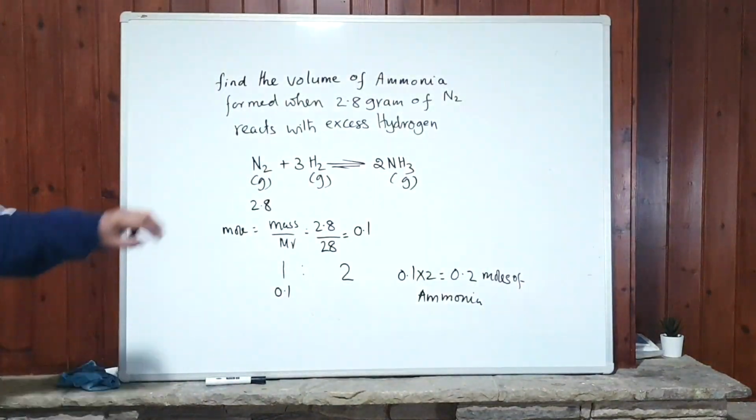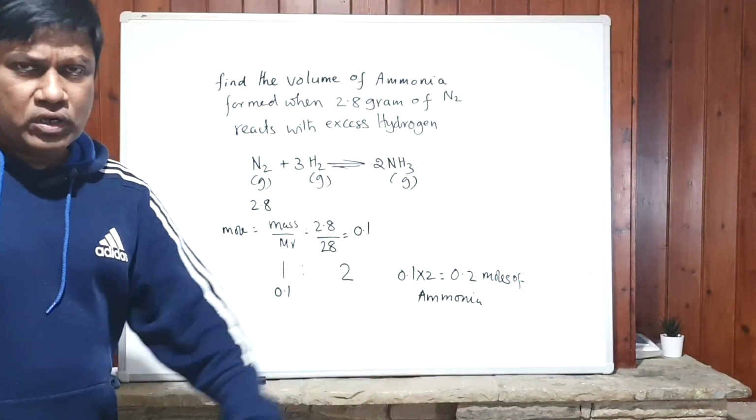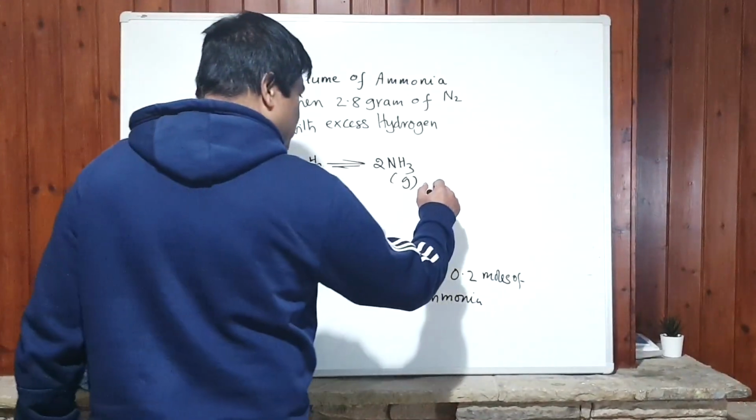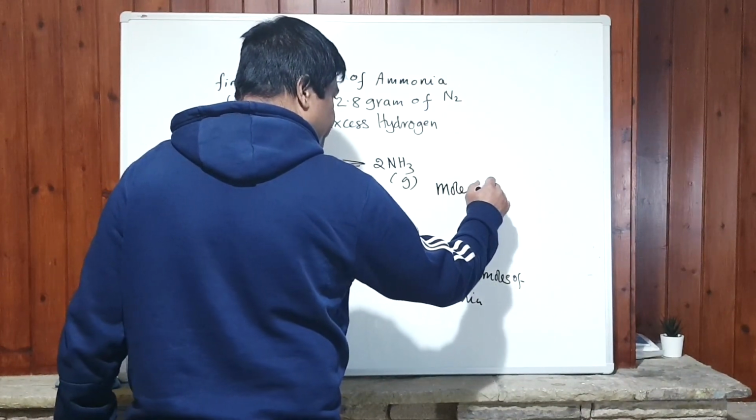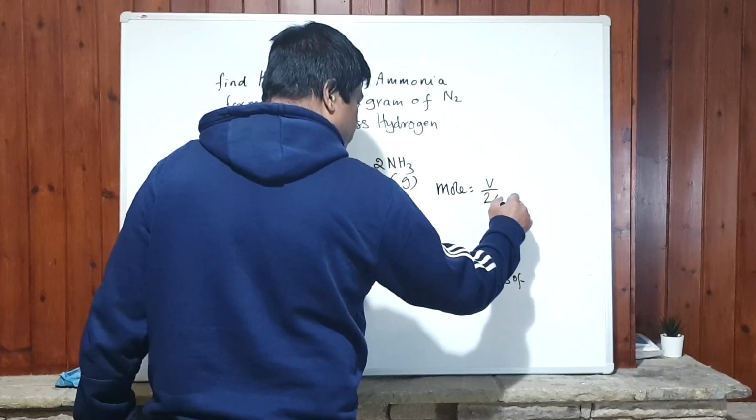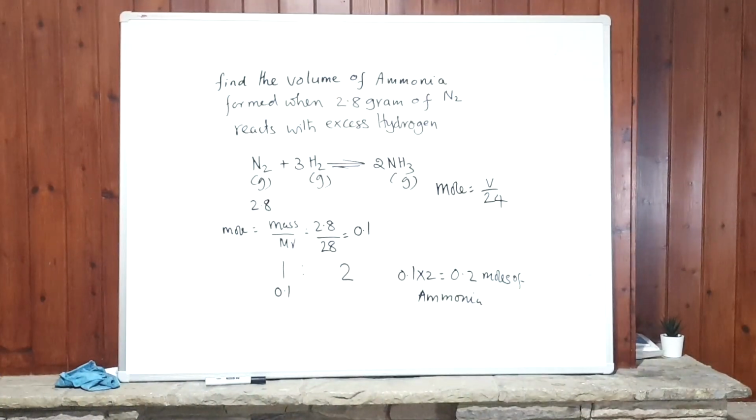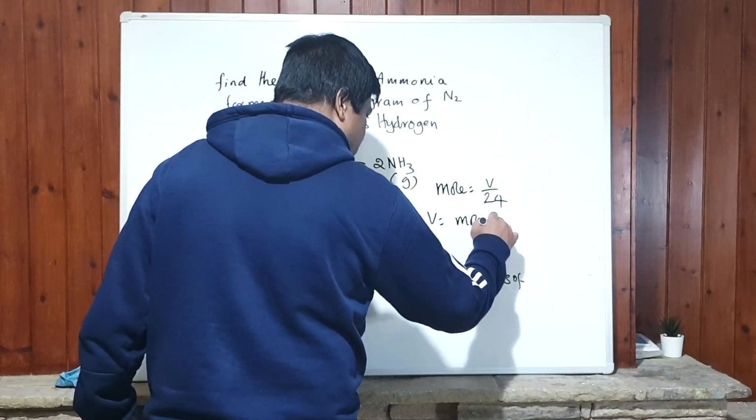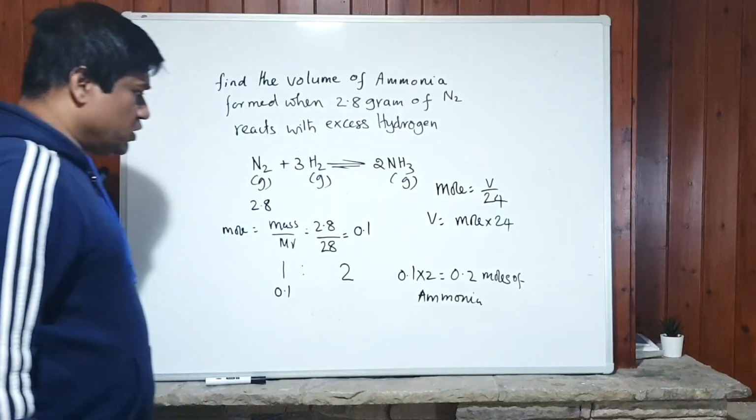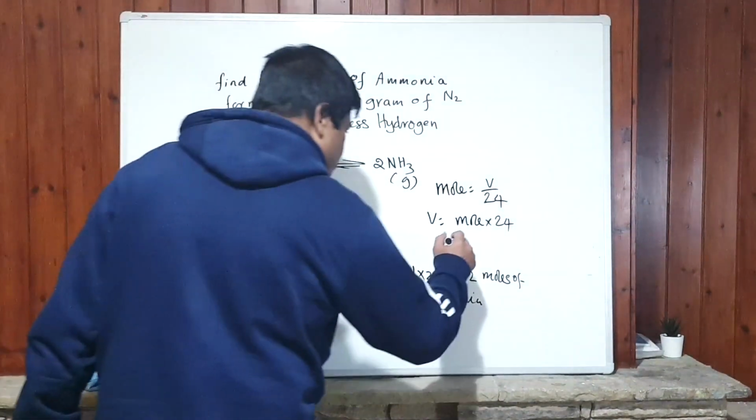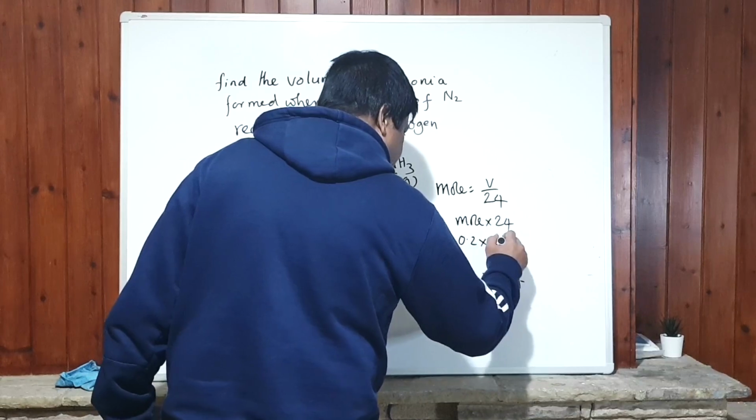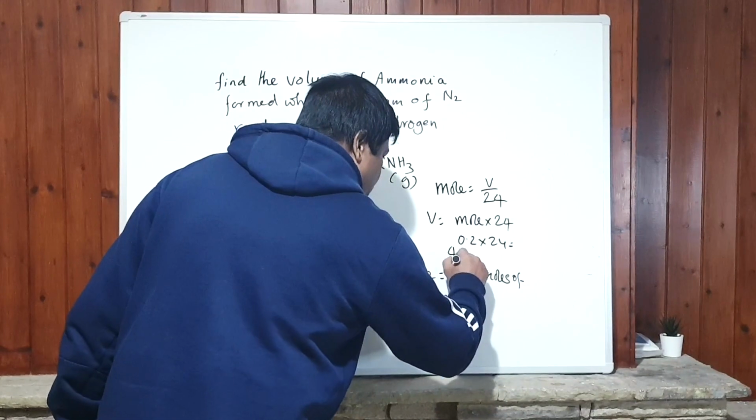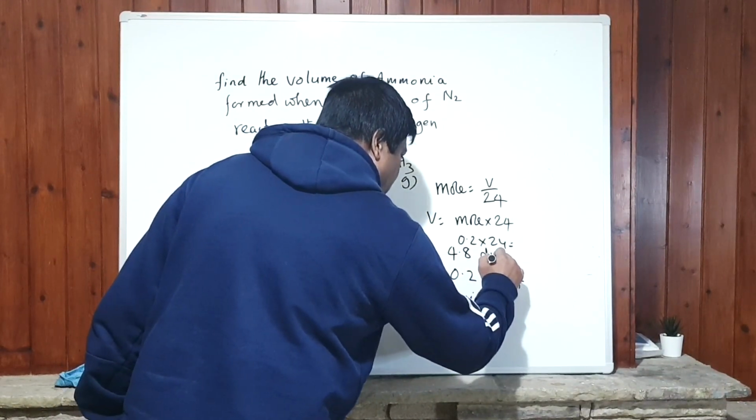Do you want to apply the molar volume formula? What's the molar volume formula, guys? Just now we have done it. Moles equals V over 24. Okay, so rearrange it. V equals mole times 24. How many moles did we get? 0.2. 0.2 times 24 equals how much, guys? 4.8 dm cube.